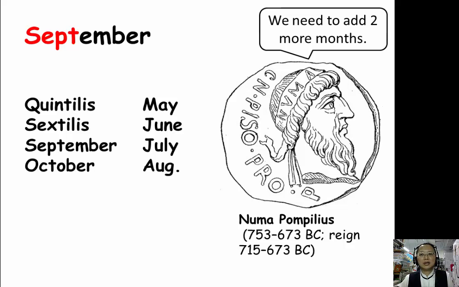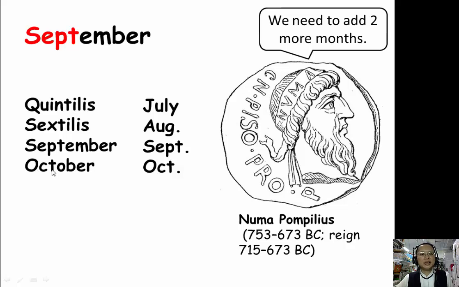And where did he add the 2 extra months? He added before Quintilis and Sextilis. So then Quintilis becomes July, the 7th month of the year, and Sextilis becomes the 8th month of the year. In that way, then September becomes the 9th month of the year, and October becomes the 10th month of the year.